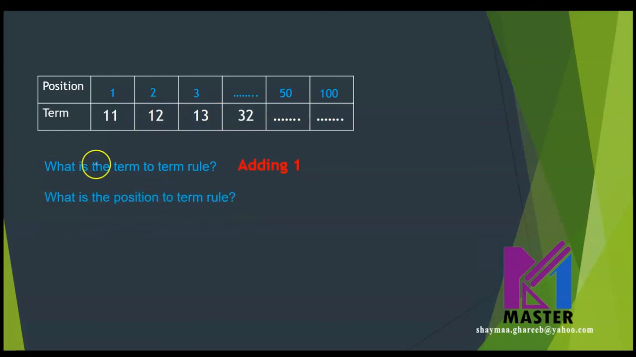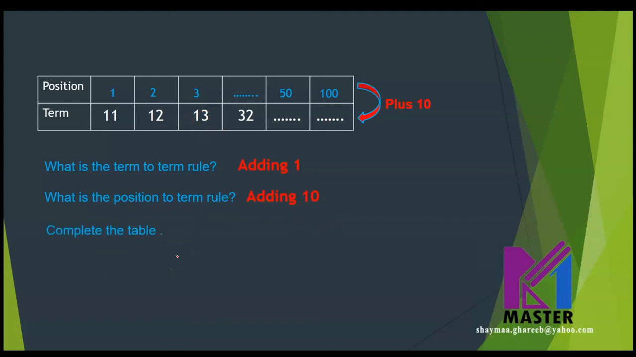What is the position-to-term rule? 1 became 11, 2 became 12, 3 became 13. What do you think? Every time I add 10. 1 plus 10 gives 11, 2 plus 10 gives 12, 3 plus 10 gives 13. So the position-to-term rule is adding 10.